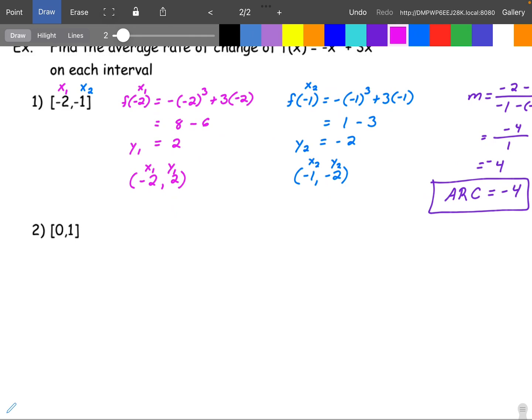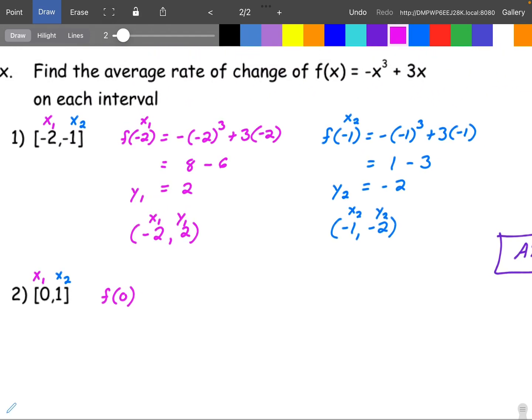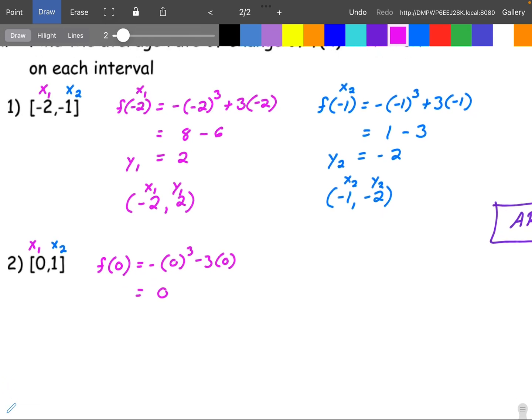Okay, so just like on the last one, we are given our x1 and our x2, so we need to find those y values. So we're going to start by plugging in our first x value, so we're going to do f of 0. And remember that our function was negative x cubed plus 3 times x. Well, that's just going to come out to be 0. So that one was pretty easy. So our first point is 0, 0. That's our x1 and our y1.